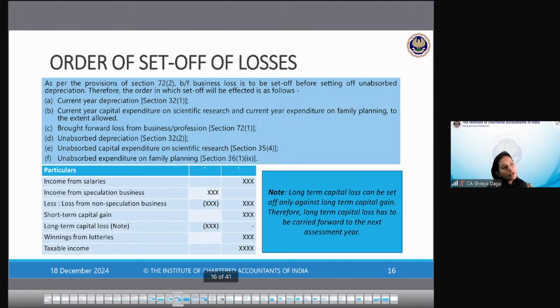And then you have some types of losses like business loss, which has a limited life of 8 years. So you may want to use this first and that next, so that you can enjoy the benefit for a longer period. So law has given you the order in which you need to set off the losses. If you have a business loss, then you first set it off against current year's depreciation, then current year's capital expenditure on scientific research, current year's expenditure on family planning to the extent allowed, then brought forward loss from business, then unabsorbed depreciation, then unabsorbed capital expenditure on scientific research, then unabsorbed expenditure on family planning. So this is the order in which your business loss will be set off.